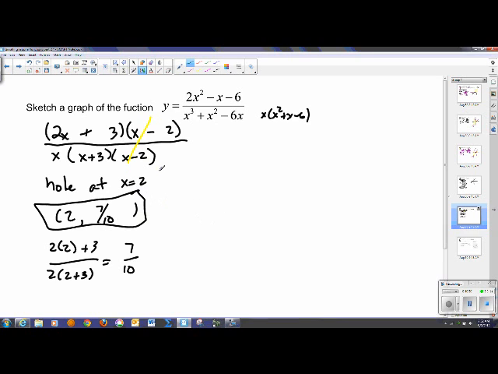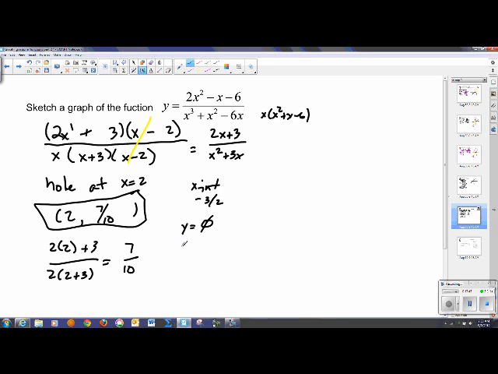So what's remaining in my graph? Well, it looks like I have a degree in the numerator of 1, and a degree in the denominator of 2, because the function that remains is 2x plus 3 over x squared plus 3x. So that tells me the following. I know I have an x-intercept of negative 3/2, a y-intercept that doesn't exist because when I set x equal to 0, I get an undefined term.